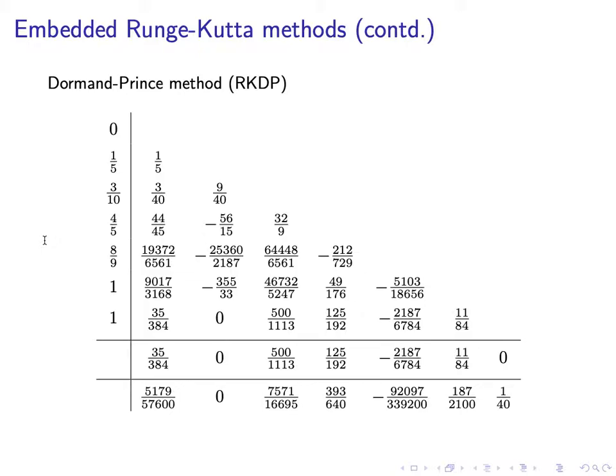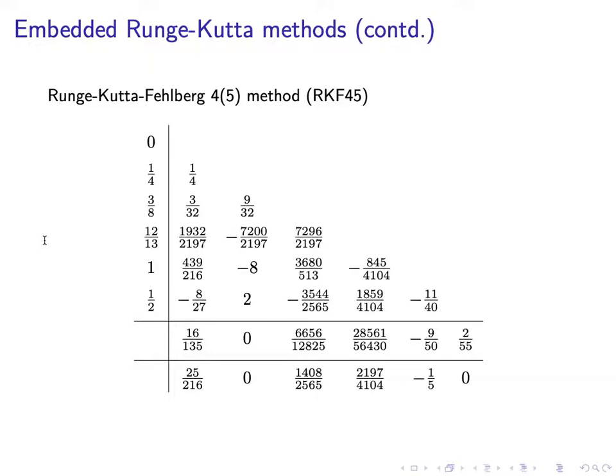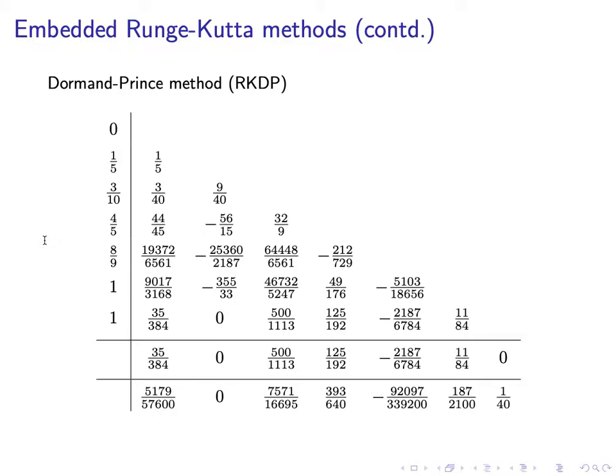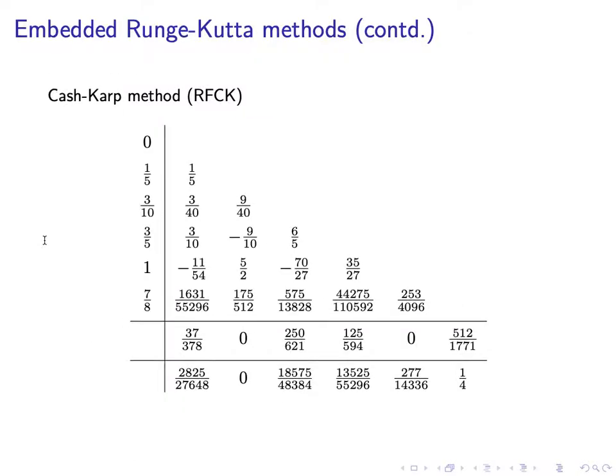Another example is the Dormand-Prince method. Okay, so the Fehlberg method had 6 stages for an order 4-5. The Dormand-Prince has 7 stages for an order 4-5 method. Okay, and the final one, the most recent, is the Cash-Karp method, which again only has 6 stages.